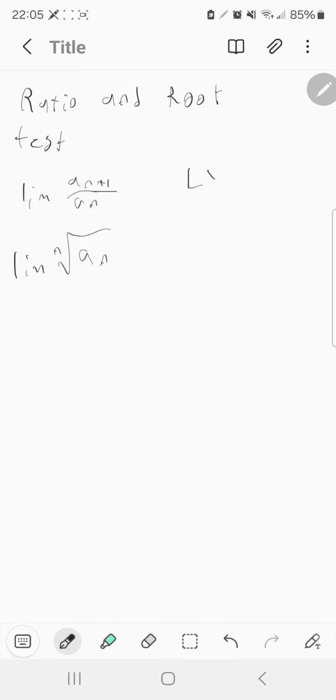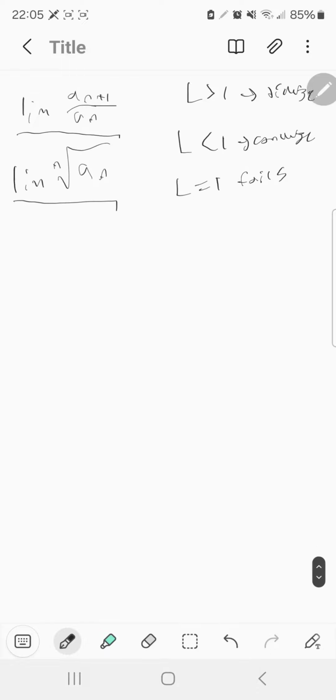If L is greater than 1, it's going to diverge. If L is less than 1, it is going to converge. And if L equals 1, the test fails, and you'll have to use another one. Now, this right here, the top one, this is the ratio test. And this is the root test.